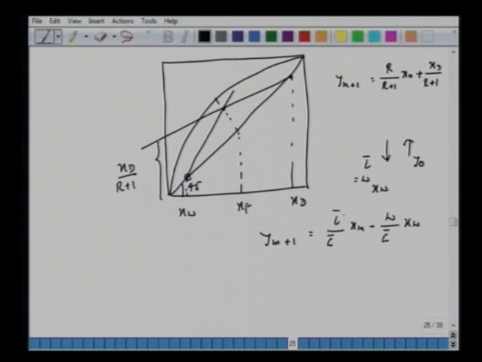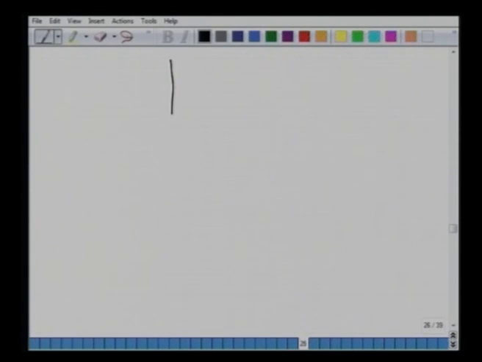But now L bar is the same as W. That means when you put XW, you will get Y0 equal to 0. That's what we have here. So this is Yn plus 1 actually, which is 0 here. So what happens to that? Now the points here don't lie on this 45-degree line.